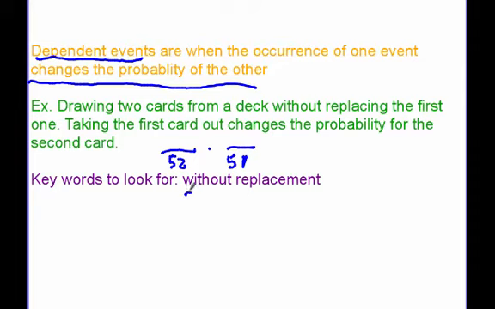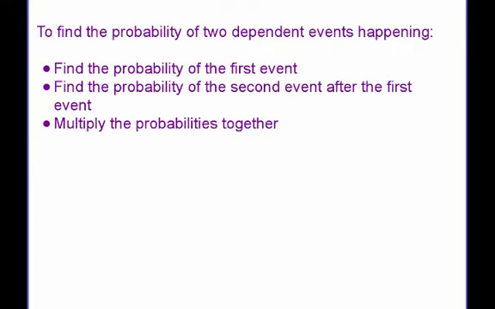And a key phrase to look for is "without replacement." Whenever you are taking stuff out without putting it back in, that is going to be a dependent event. So "without replacement" should cue you in that you're talking about dependent events. So let's take a look at how to figure this out. To find the probability of two dependent events happening, you're going to find the probability of the first event, find the probability of the second event after the first, and then multiply them together.